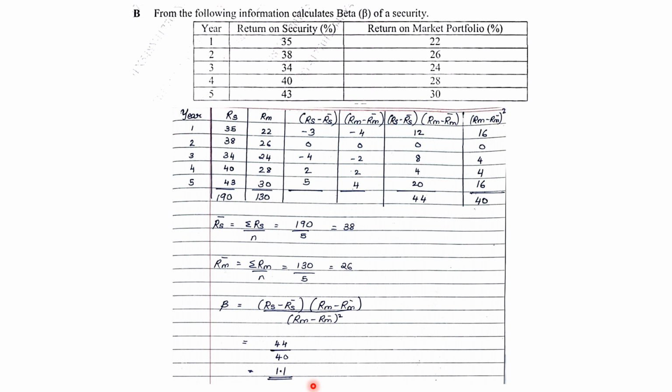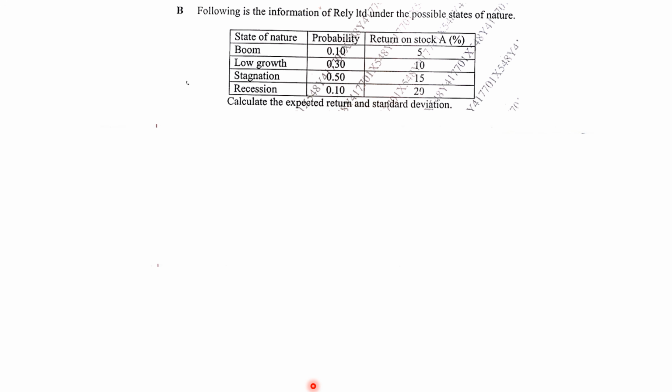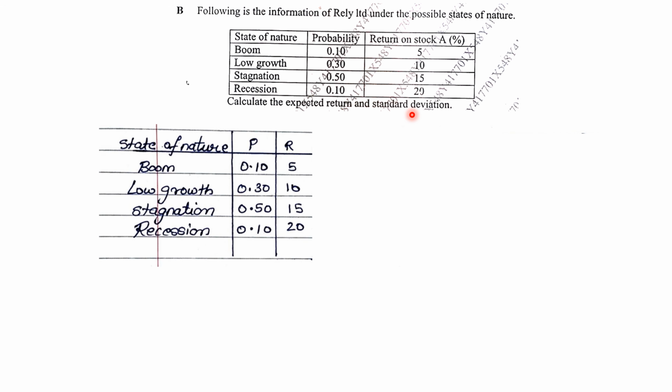Okay, now the next question. The next practical question, I'm reading it out. Following is the information of Rely Limited under the possible states of nature. They are giving you different states of nature: boom, low growth, stagnation, recession. They are giving you the probability and return. They are asking us to find the expected return and standard deviation. So let us start. First column, state of nature, that is boom, low growth, stagnation and recession. We note down the probability and we note down the return.